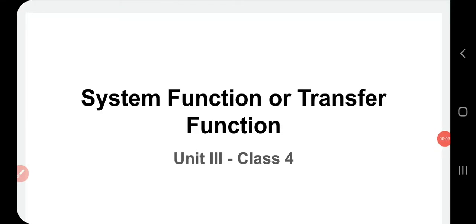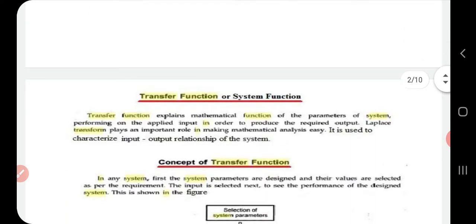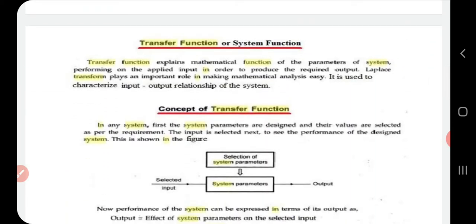Good morning. Today we are going to learn about system function or transfer function. In your syllabus it is written as system function, so it is also called by the name transfer function. Okay, so you can call it system function or transfer function. Now we are going to deal with this today. Now what is a system function or transfer function?